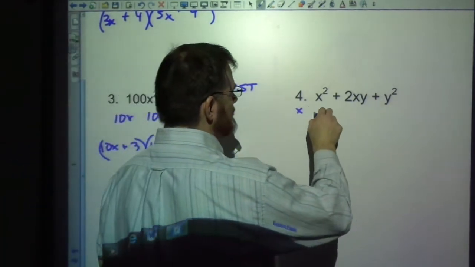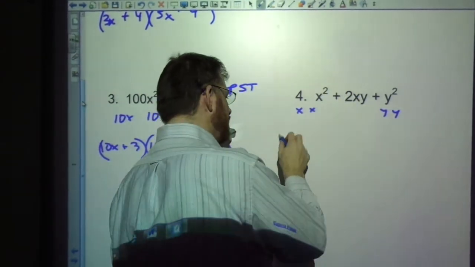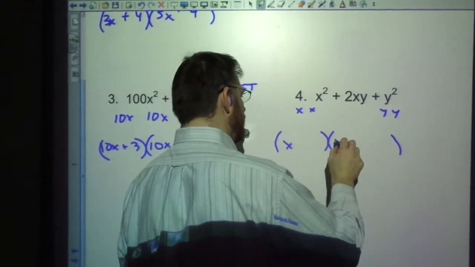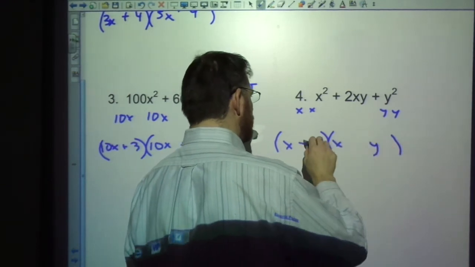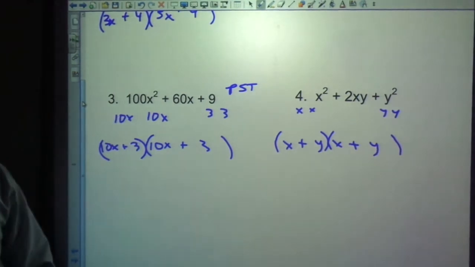Last one. x and x, y and y, xy times 2. Yep. Yes, it is. Done. If it's a perfect square trinomial, it's very fast to factor.